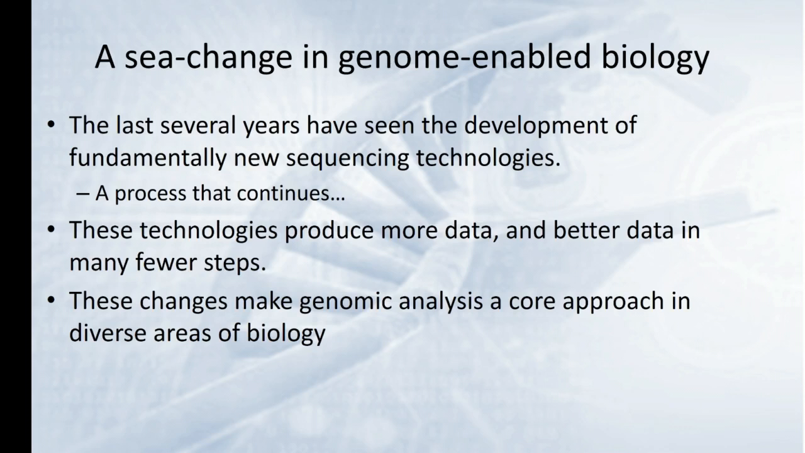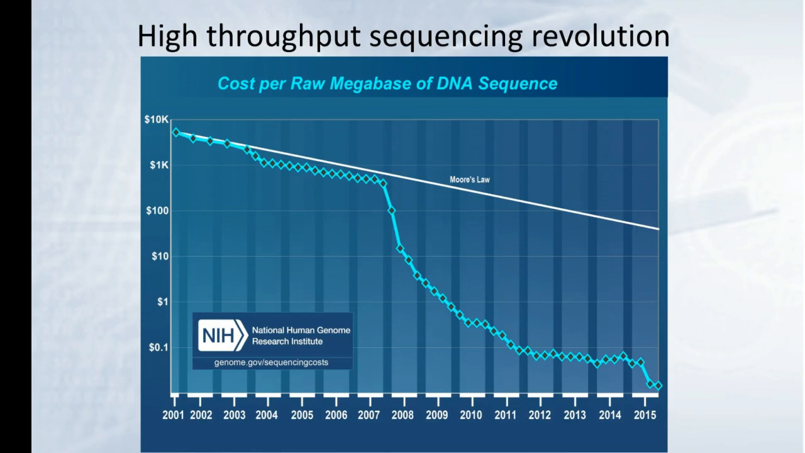These changes have really fundamentally affected the way that we look at different areas of biology. So you've seen this slide before, and this is just to show you once again that this all occurred around 2006, 2007 when it first started. These technologies first came online, and you can see that they've had a really dramatic effect on the cost of sequencing.